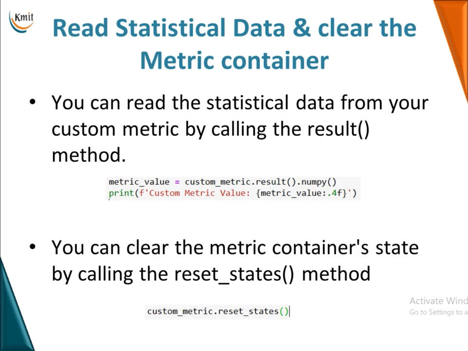Next is how we read the statistical data, and if you want, you can clear your metric container. To read the statistical data, you call the method called result. I have called result.numpy here, and if you want, you can clear this metric container by using the reset_states method. So these are the different ways in which you can customize the type of neural network layer that you want to go for.